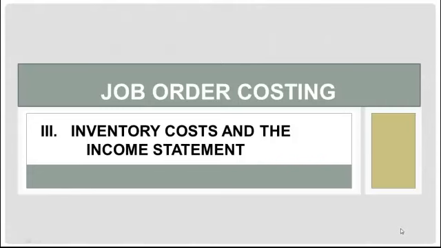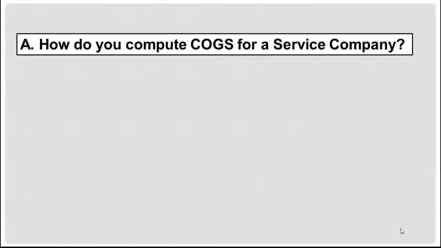Howdy. Now that you have an understanding of how product costs are recorded in the records for the manufacturer, you can now begin to understand how they affect the income statement. So let's look at cost of goods sold, because that's how product costs affect the income statement. So let's review for a minute.